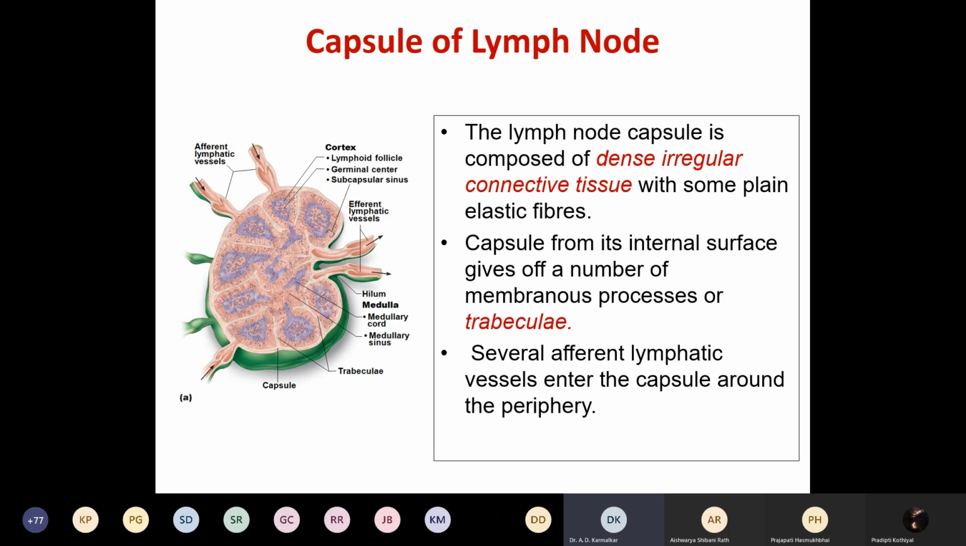Now this capsule will receive many afferent lymphatic vessels. If you see, it is receiving afferent vessels. Only a single efferent lymphatic vessel is coming out, through the hilum. So there are many afferents with a single efferent here.